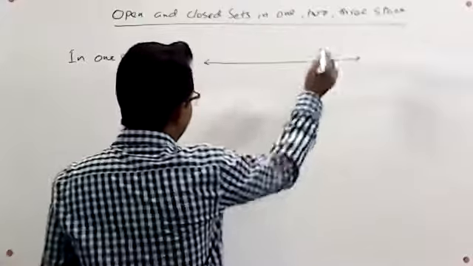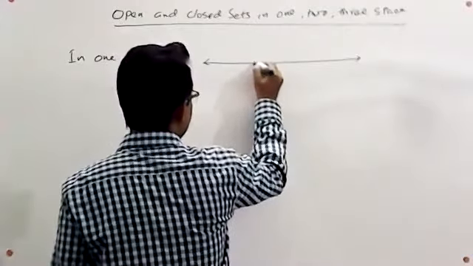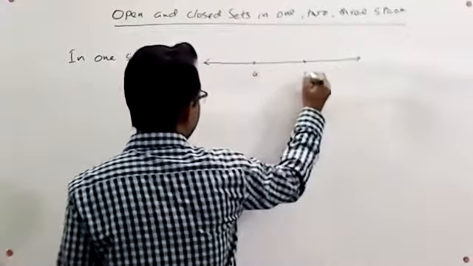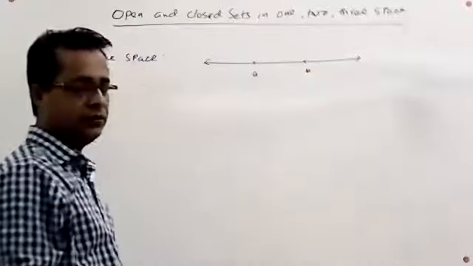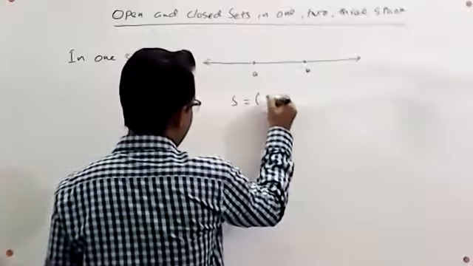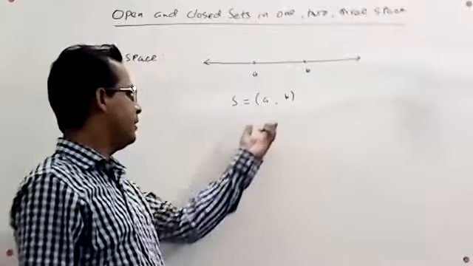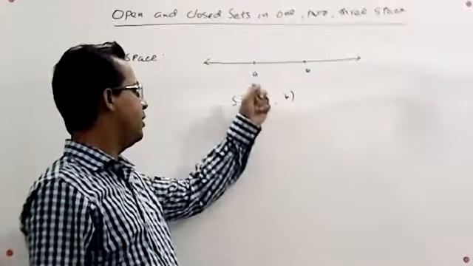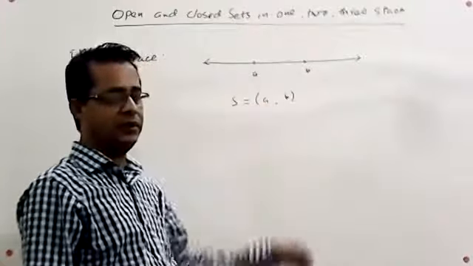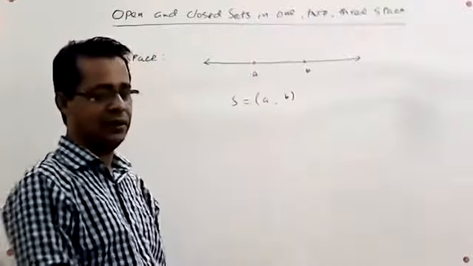we consider an open interval, that is such type of interval which is from A to B, and we denote this set by S, that is S equal A to B open interval. Here, this interval contains in between the points A and B, excluding A and B. Here, A and B do not belong to this interval.